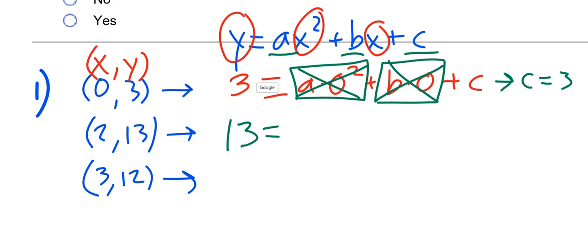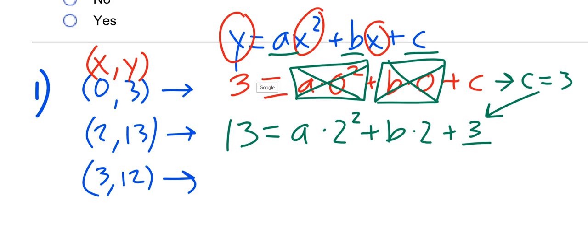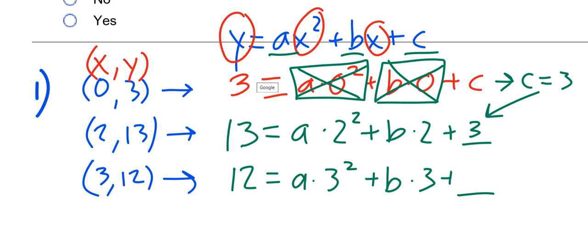If we go to the next equation, 13 equals a times 2 squared plus b times 2 plus c. Or should we put something else in the place of c? What could we put at the end? 3. Yeah, because we already know that value. That is not going to happen in the next example. Okay, so this actually makes our life easier. On the next question, 12 equals a times 3 squared plus b times 3 plus what? 3. So in other words, we can substitute that into both of those.